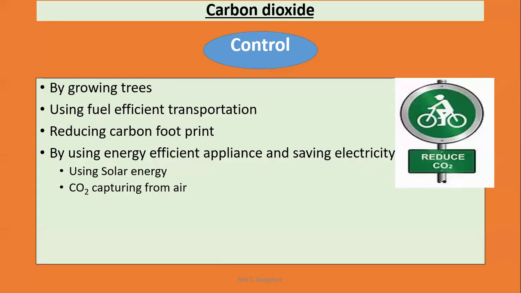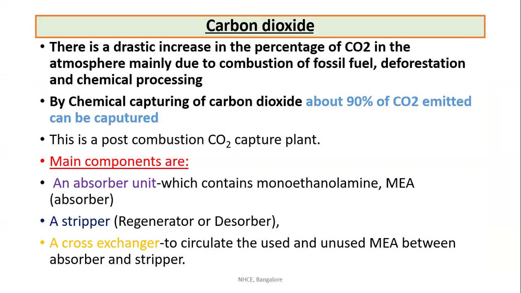To control it by natural remedies, we can go for growing more trees, fuel efficient transportation, reducing the carbon footprint, and using solar energy. Otherwise, the chemical method is carbon dioxide capturing from air. What is carbon dioxide capturing? Because of the tremendous increase in the percentage of carbon dioxide, once a company or any emitter uses fuel, the emission will come in the form of carbon dioxide. So what they can do is reduce carbon dioxide directly after burning, or during the combustion.